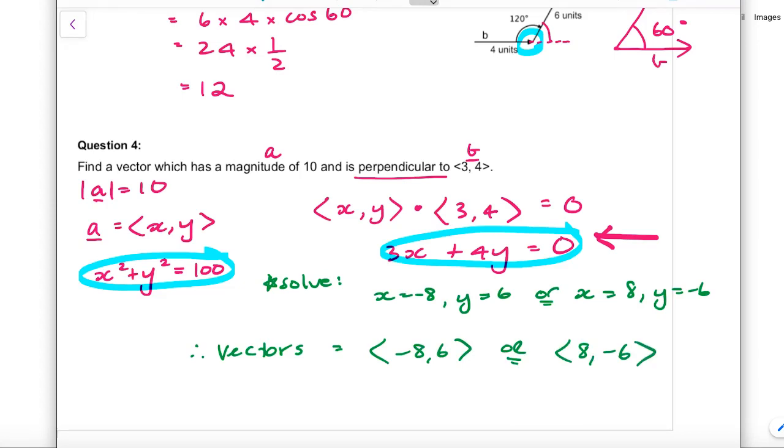What I'd like you to do now is have a look at the following 4 questions on your worksheet, pause the video and have a go at them using these 2 forms of the scalar product, and then come back to the video and you will see the solutions to check your answers before we progress with the scalar product in class together.